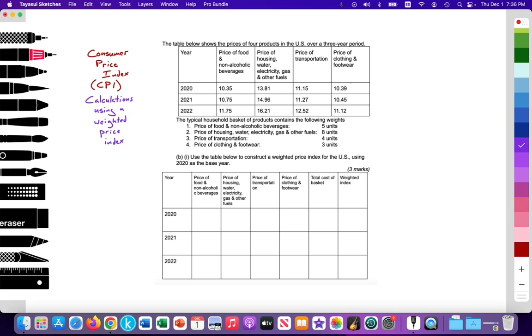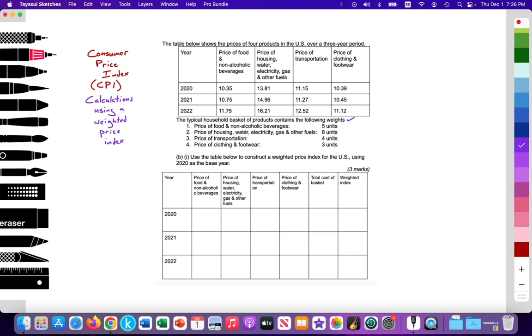Price of clothing is kind of a necessity, but also maybe a bit of a luxury if you're buying more clothing than you actually need, going up from $10.39 per unit to $11.12 per unit. What's important as a student, when you get a question asking you to calculate a weighted price index, is to be attentive to what the weights are. So you want to look at how much you should multiply these prices by.